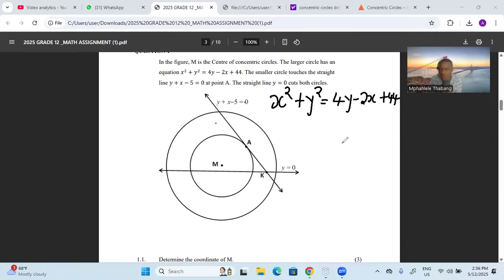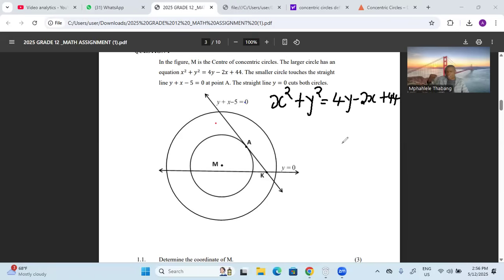I'm going to use this equation to find the coordinates of M, the center of this large circle, which is also the center of a small circle. But now I just want us to focus on it as the center of the large circle, because we have the equation of the large circle. How so? We are going to take this equation and put it in a form whereby we can see the point of the center of a circle.